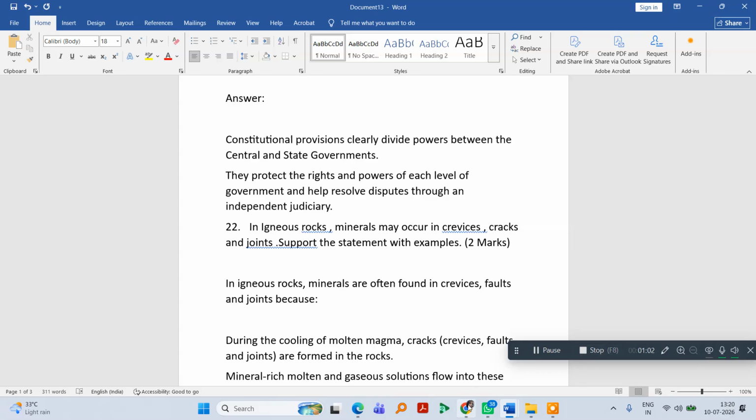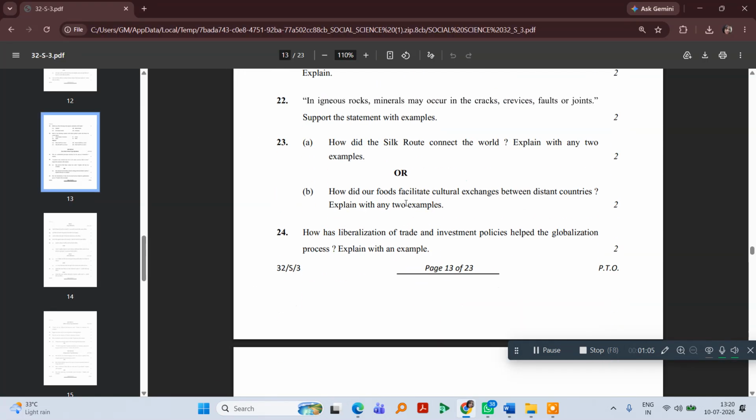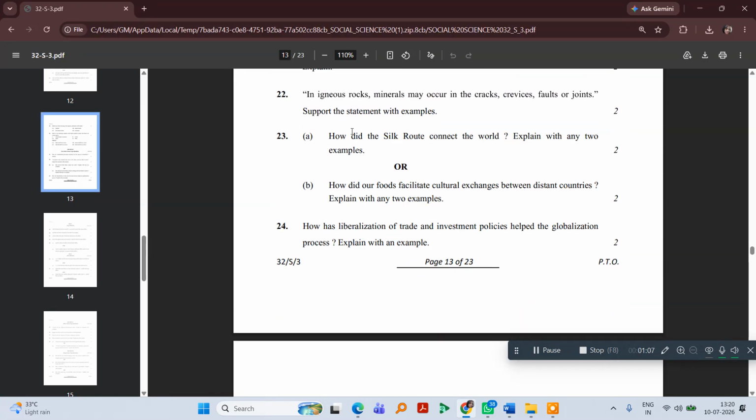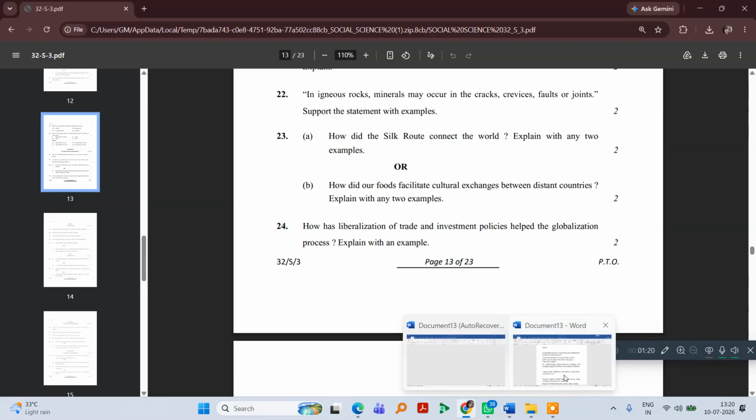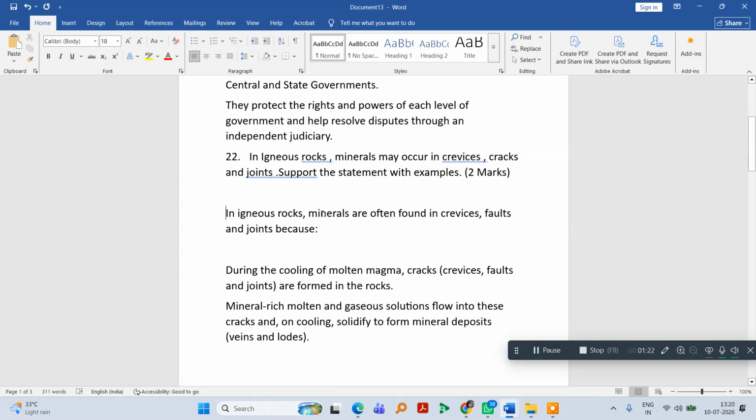22nd question. This is the 22nd question. In igneous rocks, minerals may occur in the cracks, crevices, faults, or joints. Support the statement with given examples. This is a question with regard to geography. Let me discuss the answer.